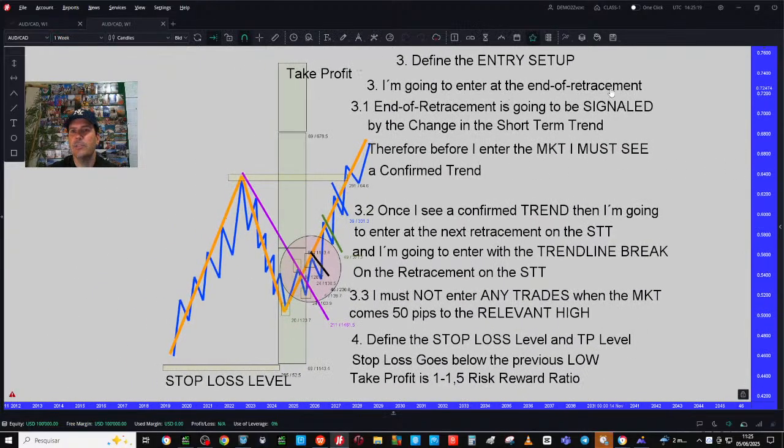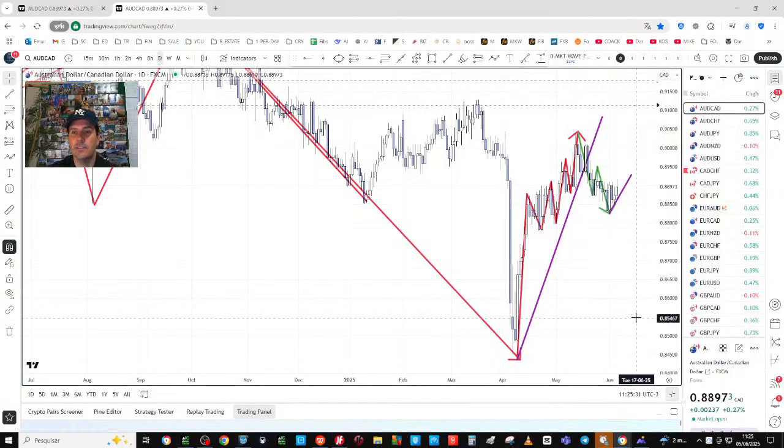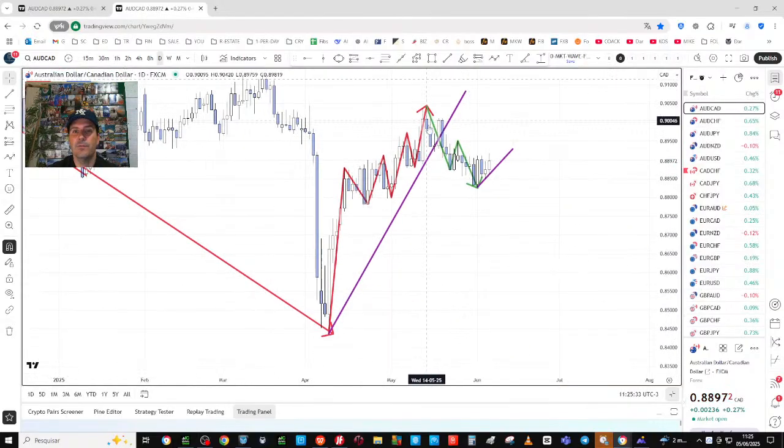I'm going to enter at the end of retracement. End of retracement is going to be signaled by the change in the shortened trend. Therefore, before I enter the market, I must see a confirmed trend. Do we have a confirmed trend? Do we have a confirmed downtrend? Yes, we do, right? So we do have a confirmed downtrend. So this is a check.